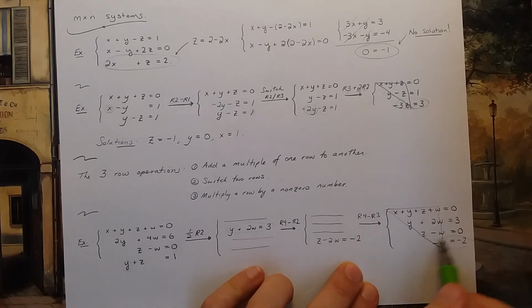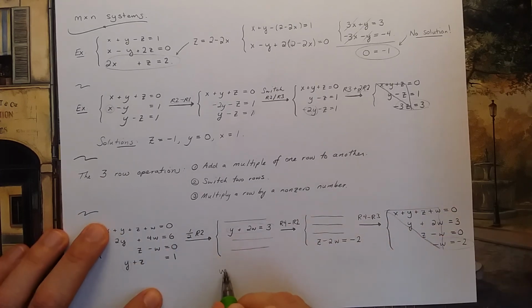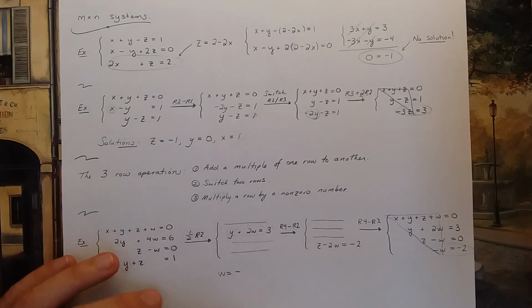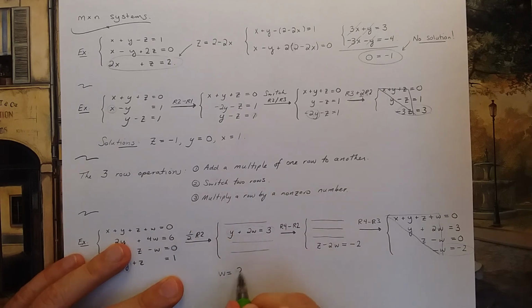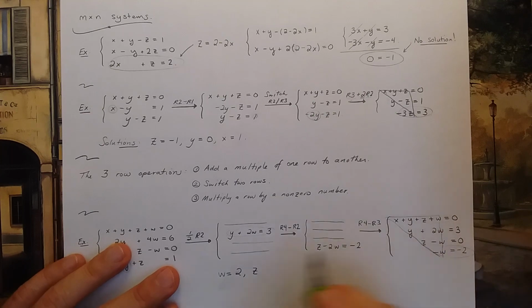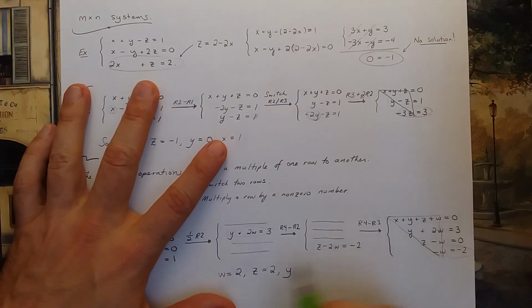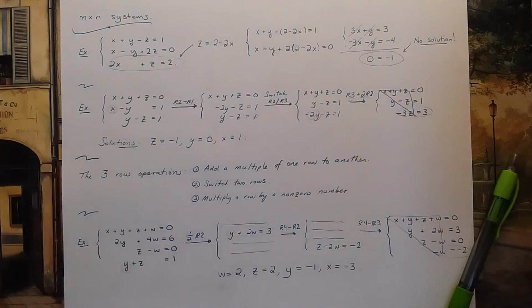So I have my triangle that I like. The last row contains only w. So w I know is, oh, excuse me, 2. W is 2. Now I know w is 2. I could work my way up. Z has to be positive 2. Now y has to be, let's see here, w is 2, so that's 4. So y has to be negative 1. And then x plus y plus z is w, so x is negative 3. Okay, wonderful.